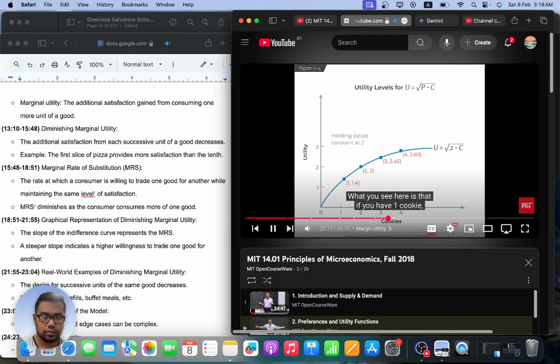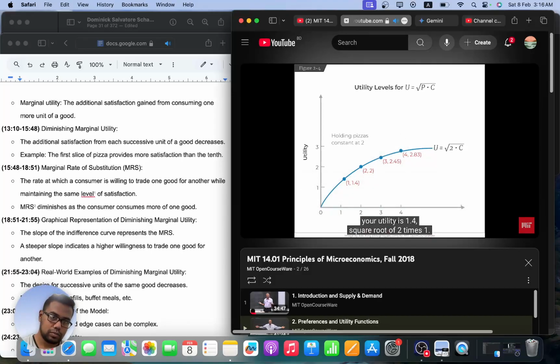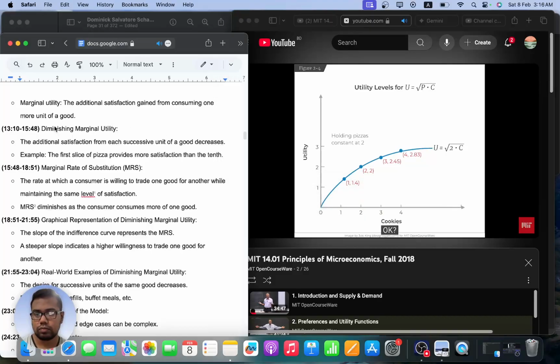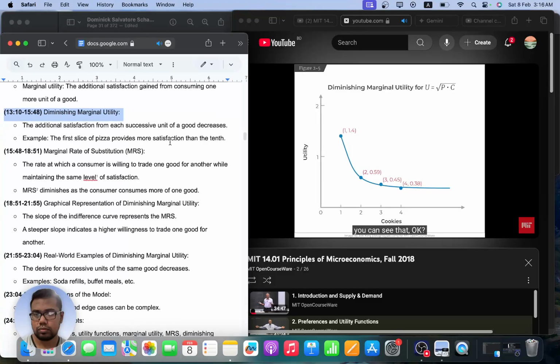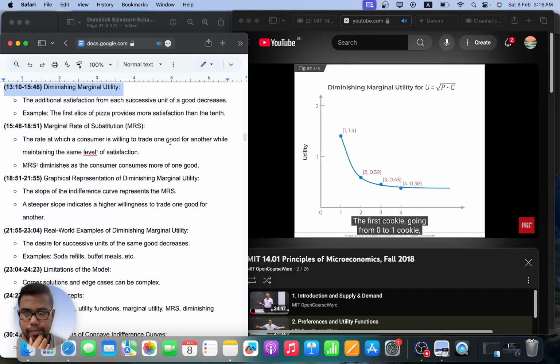What you see here is that if you have one cookie, your utility is 1.4, square root of 2 times 1. If you have two cookies, your utility goes up to square root of 4, which is 2. You are happier with two cookies, but you are less happy from the second cookie than the first cookie. Okay? And you can see that in the figures, if you flip back and forth between 2.4 and 2.5. The first cookie, going from 0 to 1 cookie, gave you 1.4.